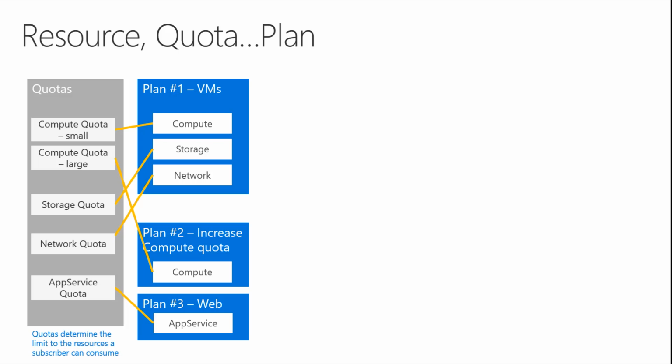And notice that in plan number 1, it can have a compute quota of small set, and then for storage, it can have a different storage quota, and network will have a different network quota. So we can match and pair these quotas with the various aspects of the resource providers in each and every plan.